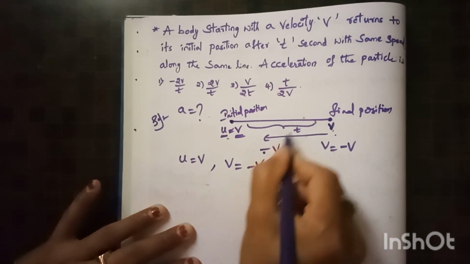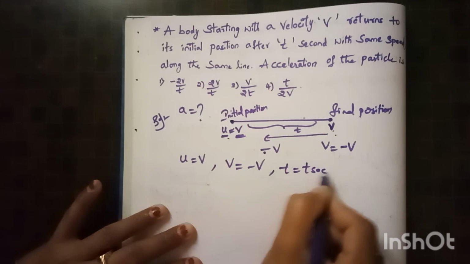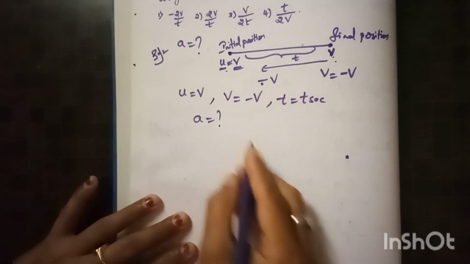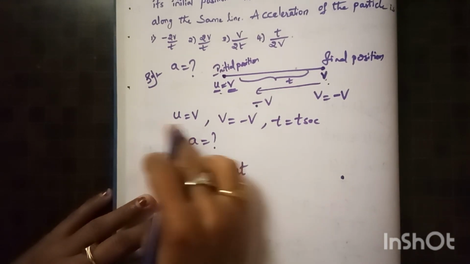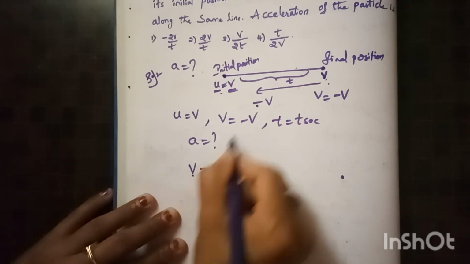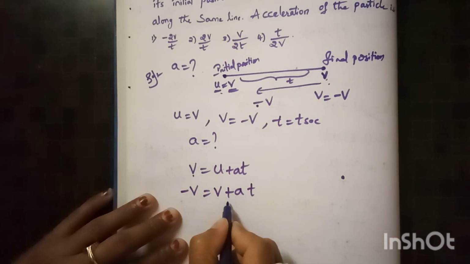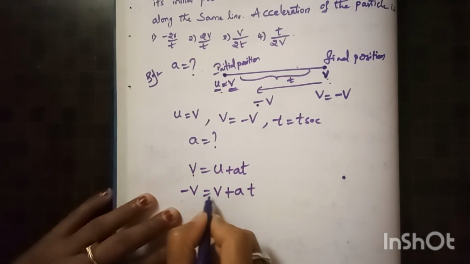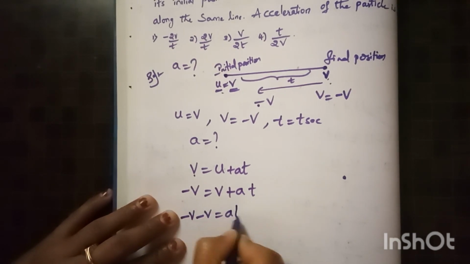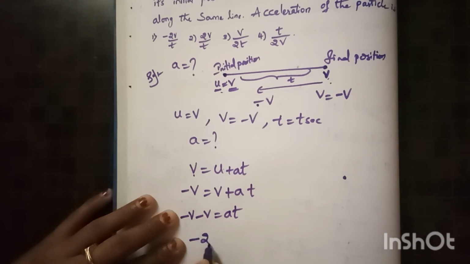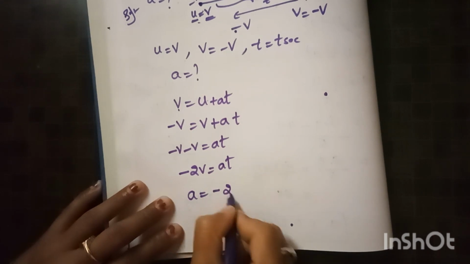The time taken to return to the initial position is t, so t equals t seconds. Now a equals question mark. We know that v equals u plus at. Substitute these values: v equals minus v, u equals v, plus a into t. You need a here. Send this v to the left hand side: minus v minus v becomes minus 2v equals at. You want a, so a equals minus 2v by t.